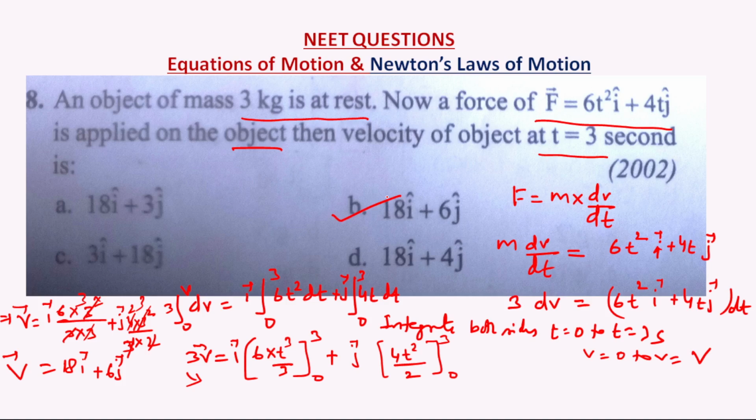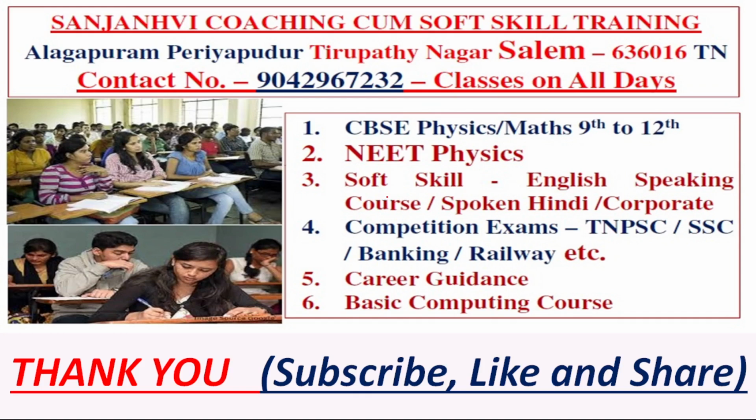Nowadays most of the students who are taking biology are taking mathematics also, so that they can have very good knowledge of differentiation and integration. Differentiation and integration are utilized much more in physics, and due to that we solved the question and found that the velocity component in vector notation is 18i plus 6j. And in this way we solved some of the questions of physics, especially from chapter 4, equations of motion and Newton's laws of motion.